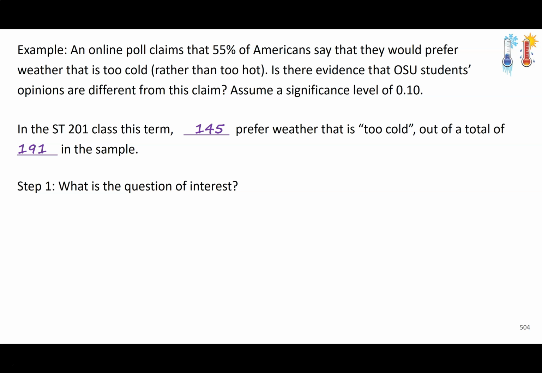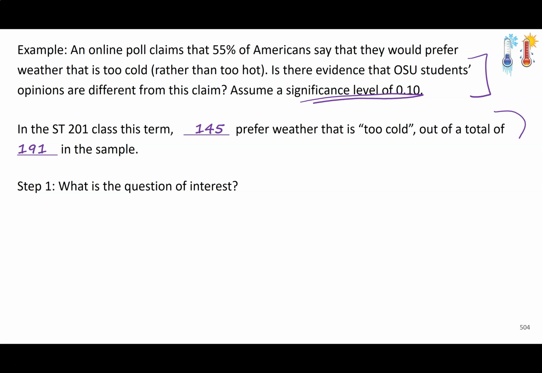So suppose, because I am very stuck on whether people prefer weather that's too cold or weather that's too warm, I was reading through and I found an online poll that claims 55% of Americans say they would prefer weather that's too cold over weather that's too hot. So we want to know, is there evidence that OSU students' opinions are different than this claim? And we have a significance level here of 0.10.